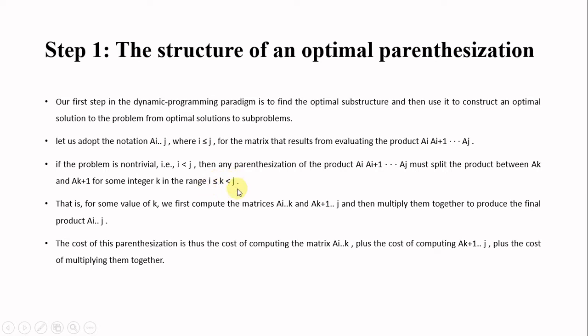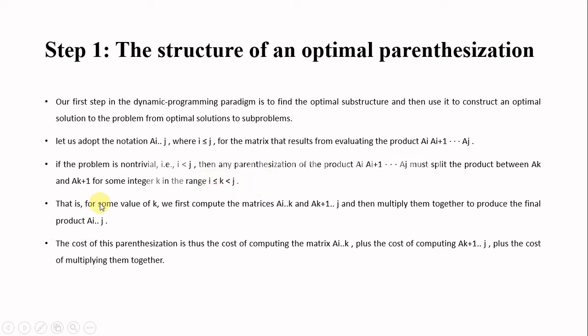So what does that mean? You can split from Ai, or Ai+1, etc., until Aj-1. That is the case because you are defining Ai to Ak and then Ak+1 to Aj, so at least one element should be there. That's why we are defining this kind of a condition, i less than or equal to k less than j. So k ranges from i to j minus 1.